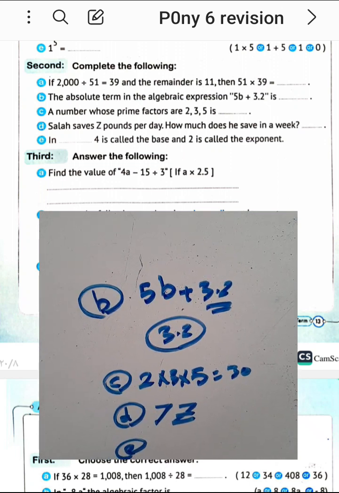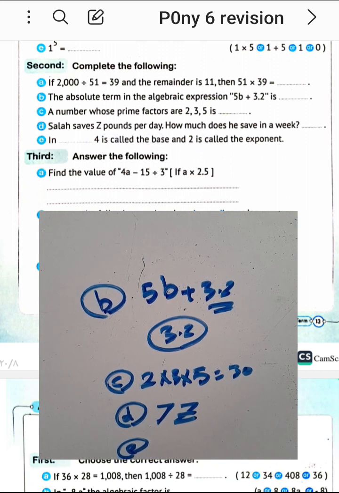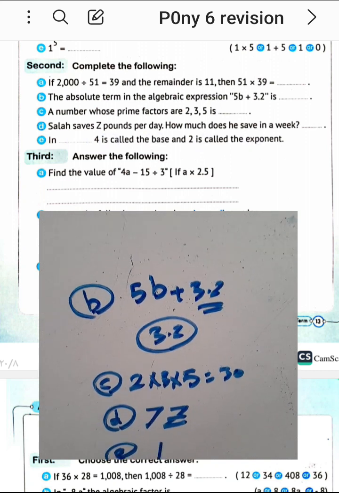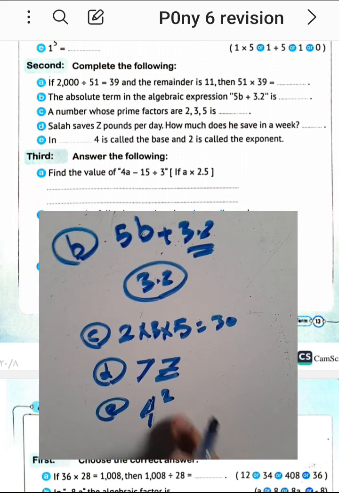Question letter E. In 4 power 2, 4 is called the base and 2 is called the exponent. 4 power 2, because 4 is a base and 2 is a power.